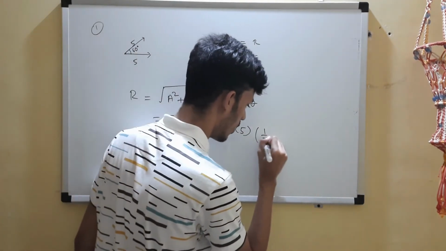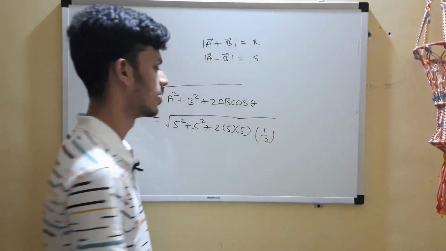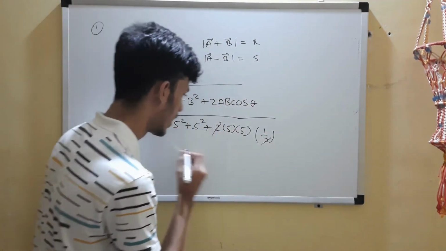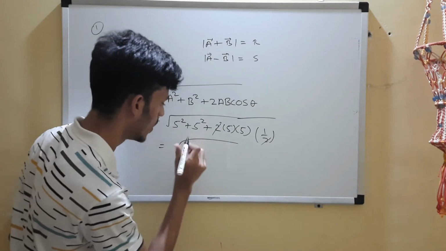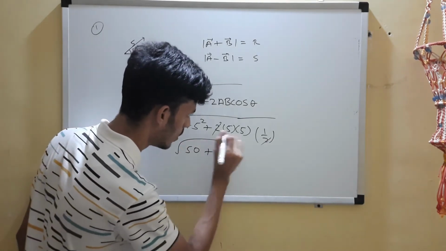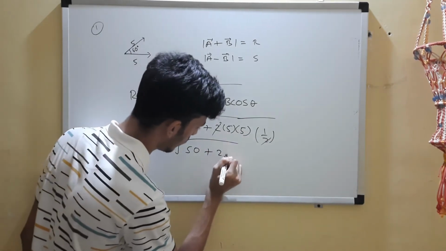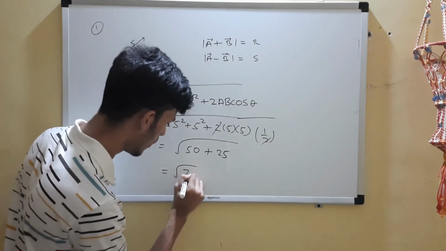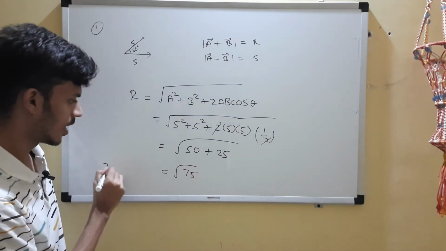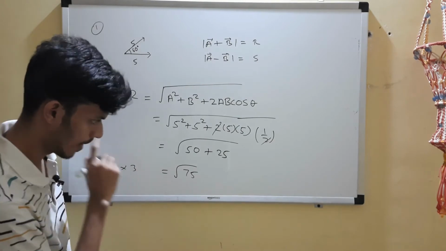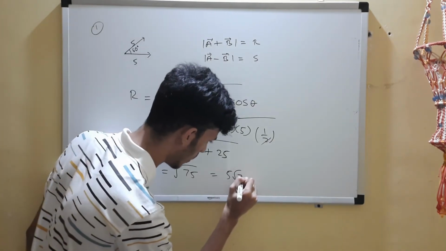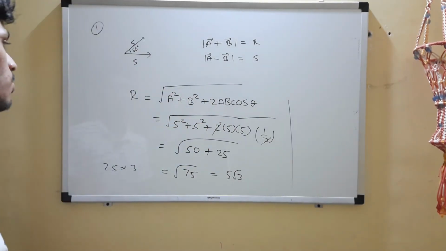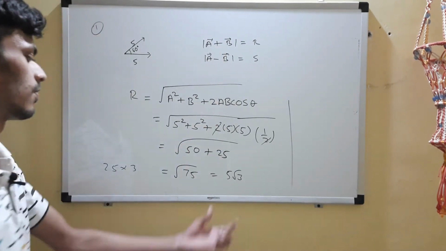Cos 60 is half, and this will get cancelled. You will get 25 plus 25, 50 plus 2. This is 5 into 5, which is 25 under root 75. You can write that as 25 into 3, right? So that will give us 5 root 3. Okay, correct answer. So r is 5 root 3.